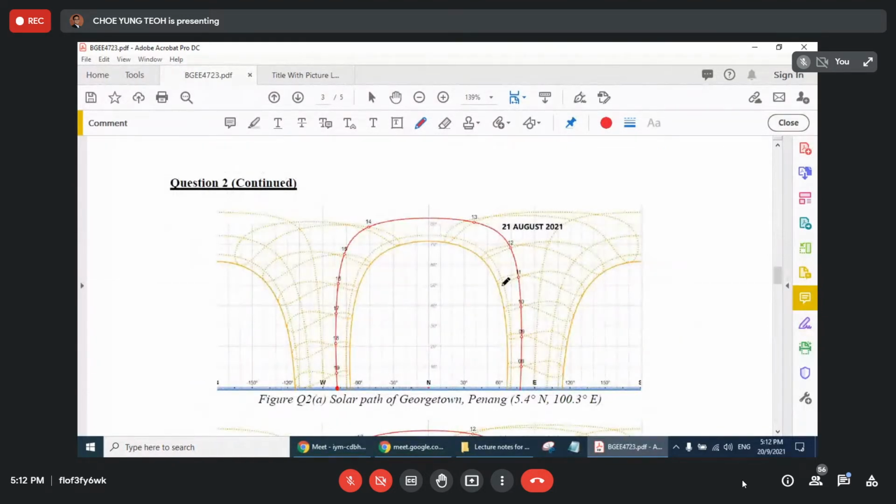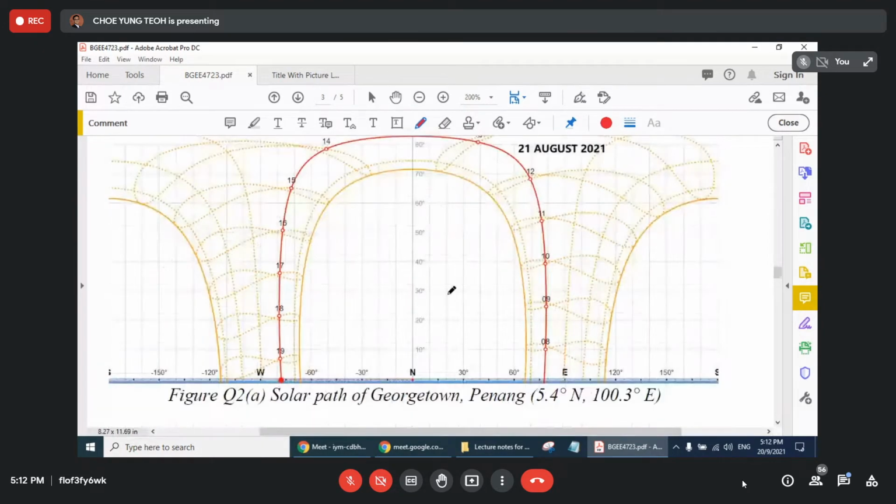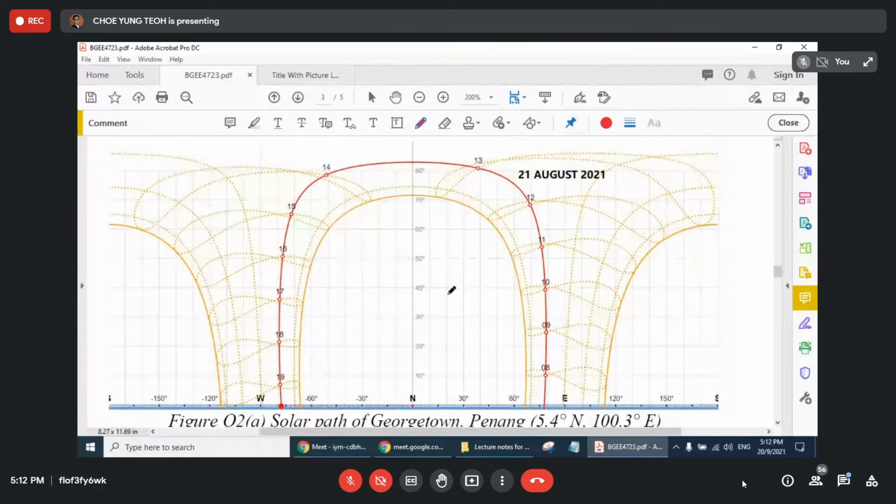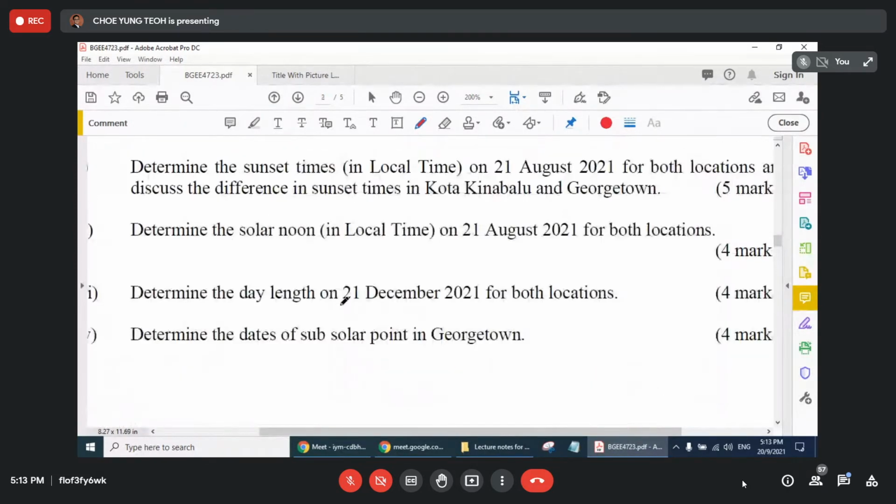Okay, the red line refers to the 21st of August. Maybe we complete the first one for Georgetown, Penang. So what time is the sunset in local time? You can refer to this graph and then come up with your answer. Okay, so from here you can see that, where is it?